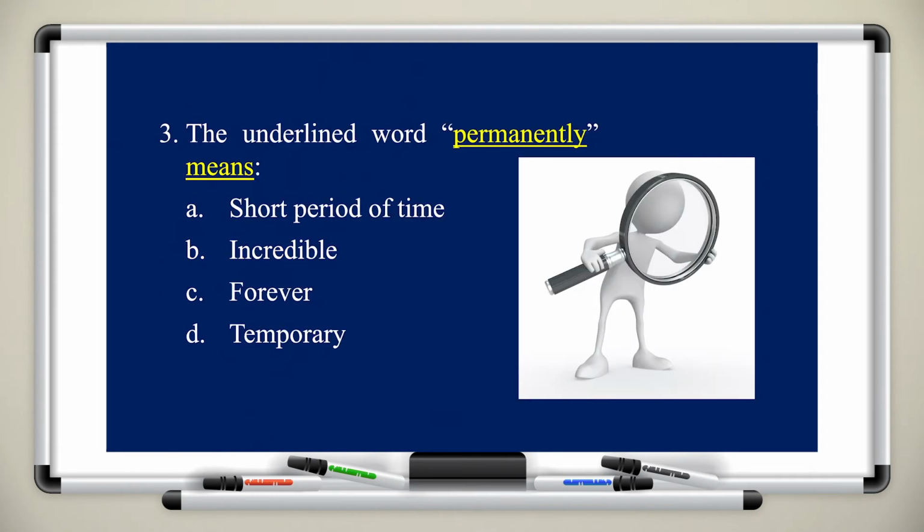How about number 3? The underlined word permanently means. We have 4 answers. A, short period of time. B, incredible. C, forever. How about D, temporary? And the answer is C, of course, forever.